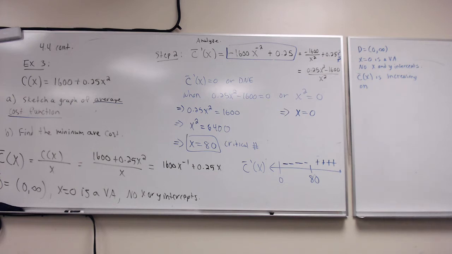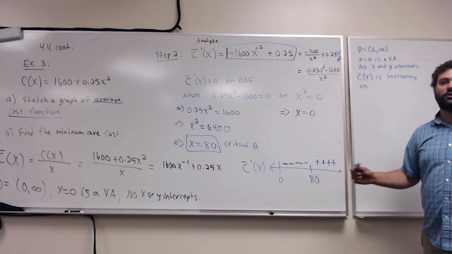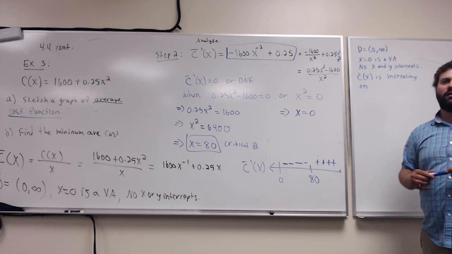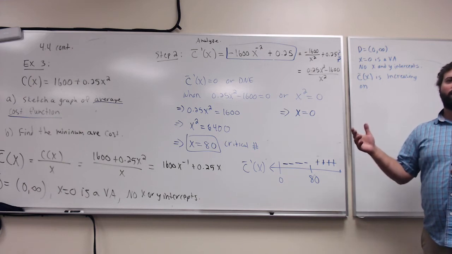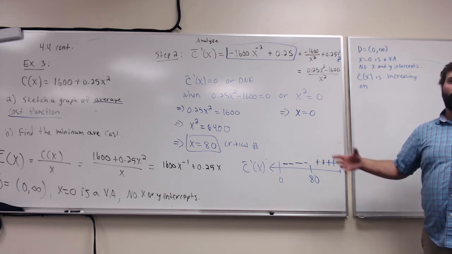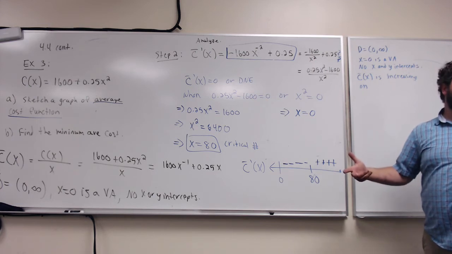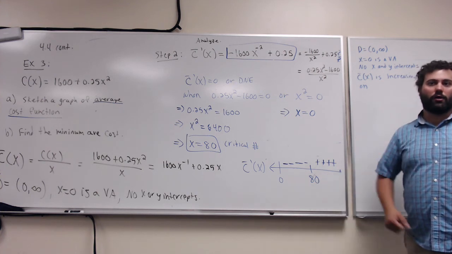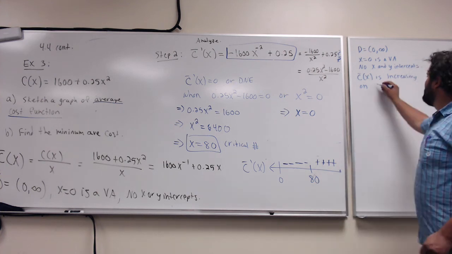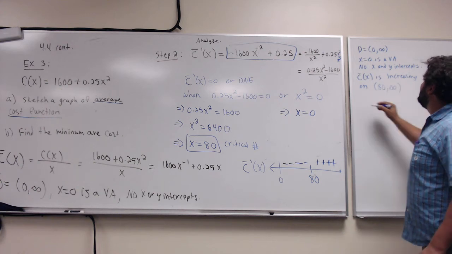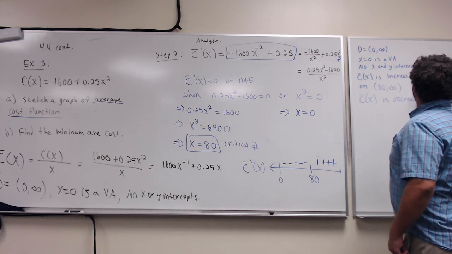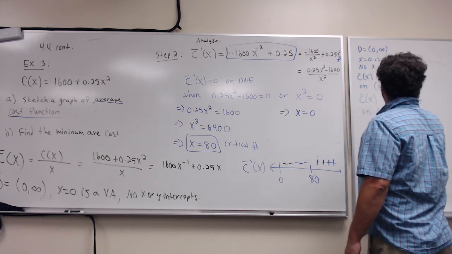So we know that if you produce anything more than 80 units, your average cost function will be increasing. Which is actually bad, isn't it? Because if your average cost function is increasing, that means the more and more units you produce, the more each unit is costing on average. So I don't think you would want to produce more than 80. Otherwise, you're paying more and more to produce each unit. Okay, but it's increasing on 80 to infinity. And the average cost per unit is decreasing on the interval from 0 to 80.